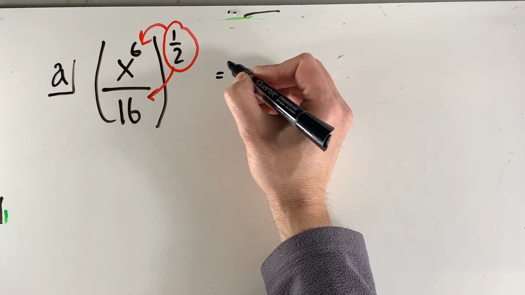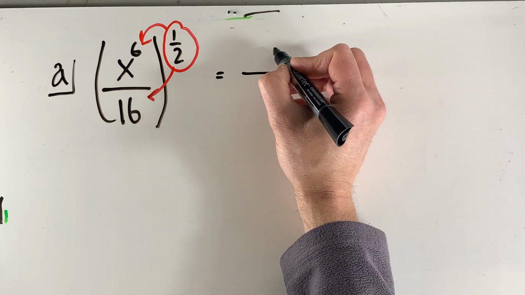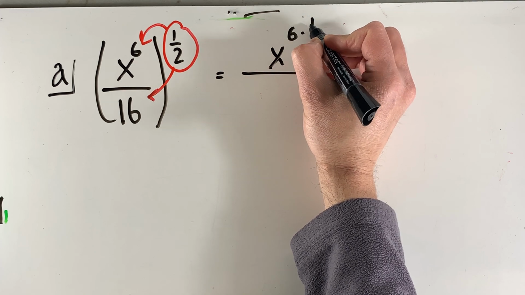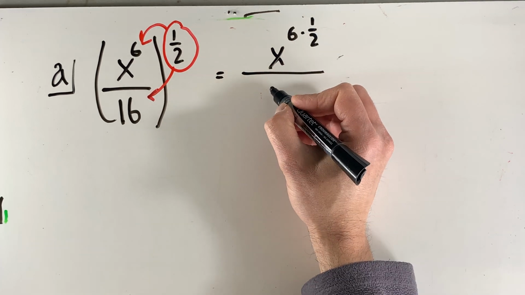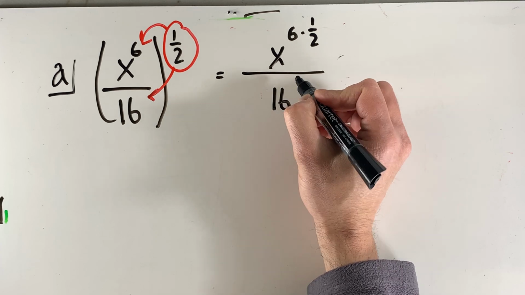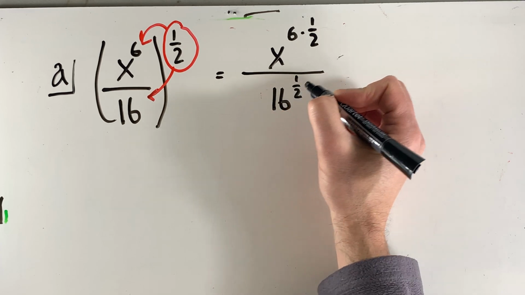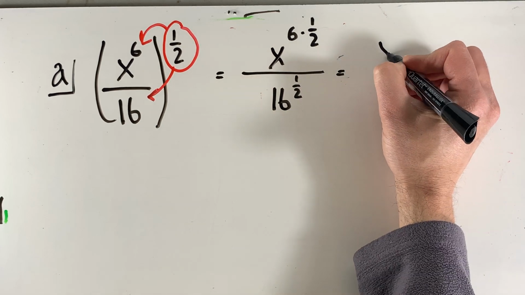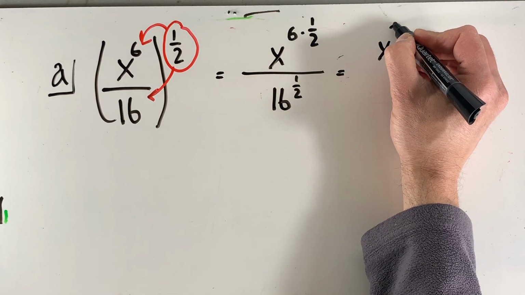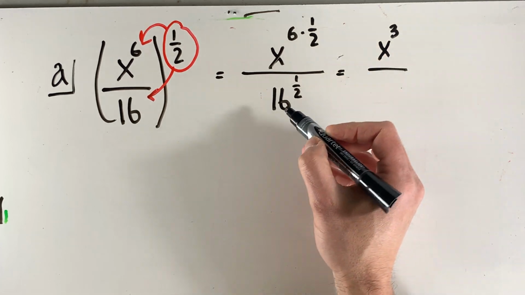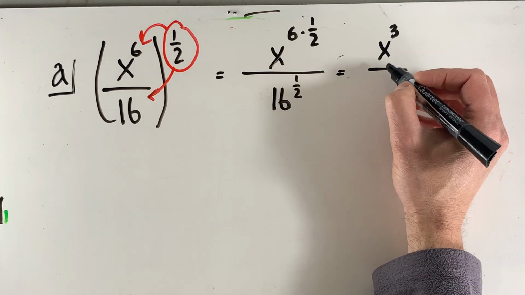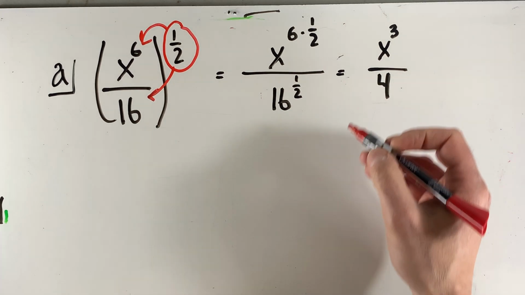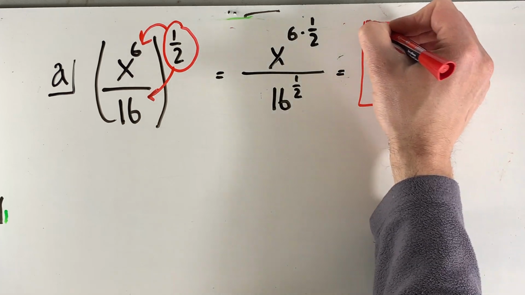So if we rewrite that, we're going to get x to the power of 6 times a half. And downstairs, we're going to get 16 to the power of a half. We're going to multiply 6 times a half, which is 3, x to the power of 3, or x cubed. And 16 to the power of a half is the same thing as 4, if we evaluate that on the calculator. So in A, this is our final answer.